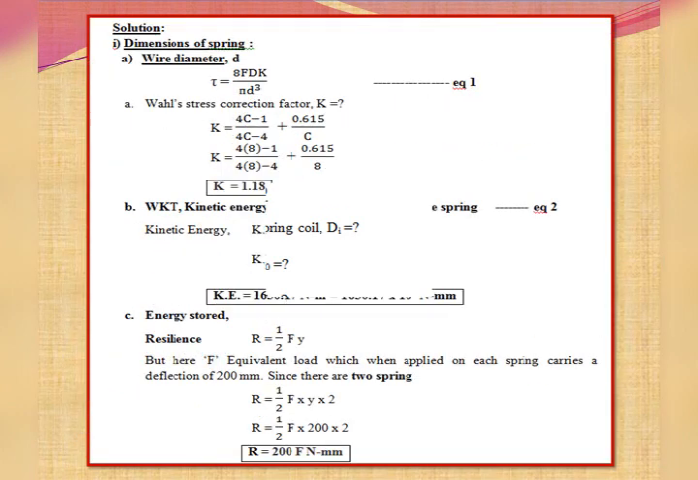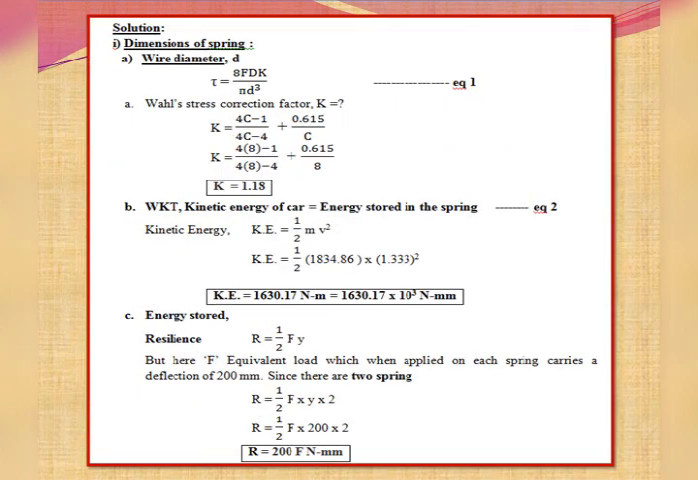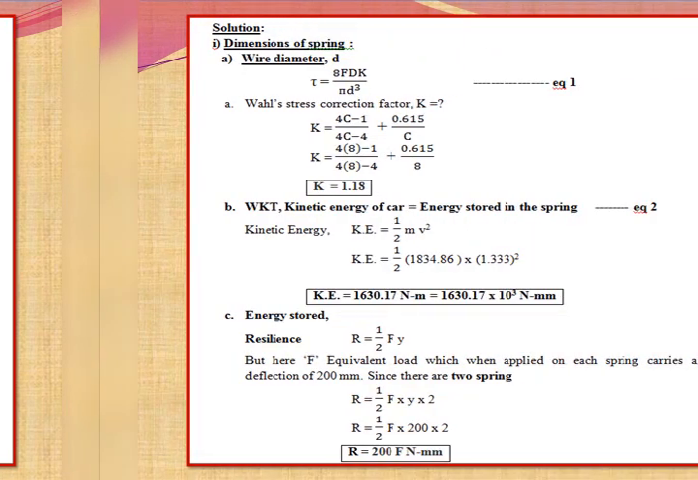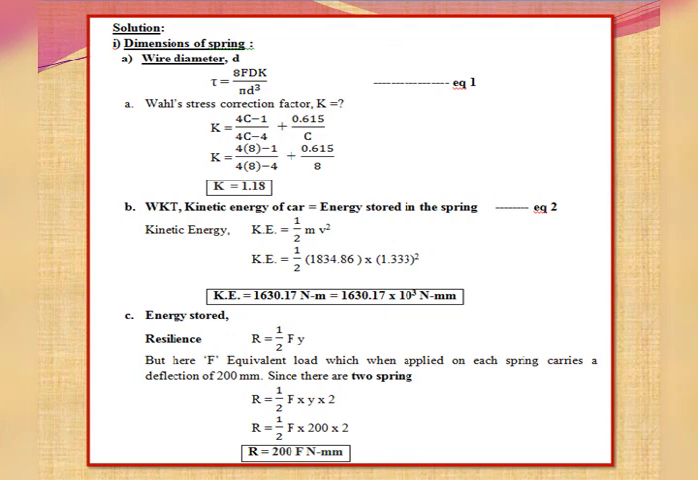Soon after listing the various equations required to solve this particular problem, now we'll move on to the solution. The main heading is dimensions of spring. So we'll go with the first heading A, that is wire diameter d. By considering the allowable shear stress equation, tau is equal to 8 F D K divided by pi d cube, call that equation number 1. Next, the wall stress correction factor K can be evaluated by using 4C minus 1 divided by 4C minus 4 plus 0.615 divided by C. We'll substitute the value of C as 8. By simplifying, we are getting wall stress factor K is equal to 1.18.